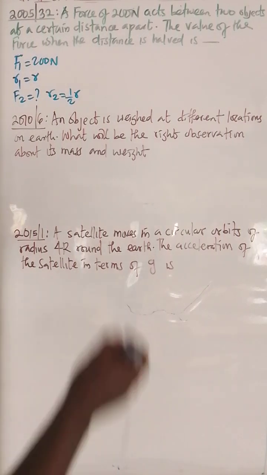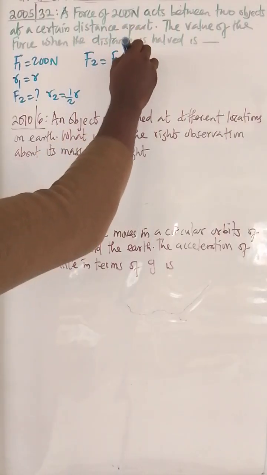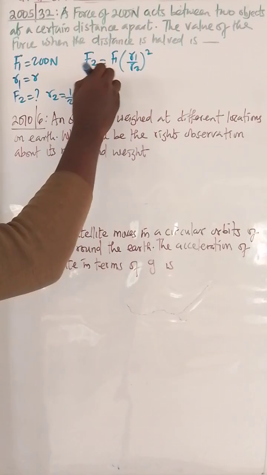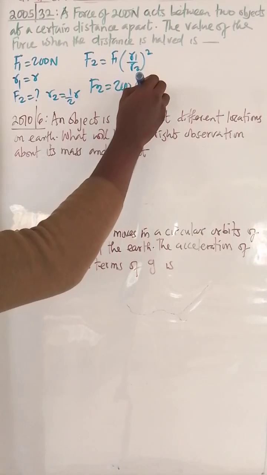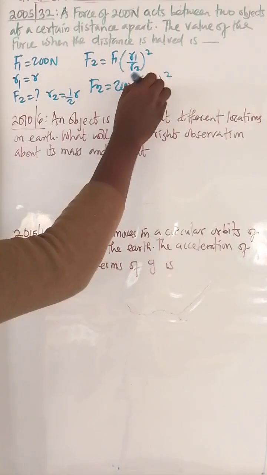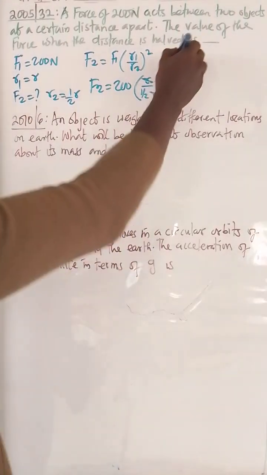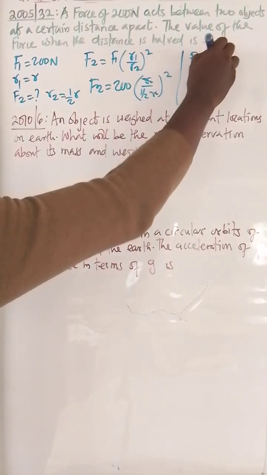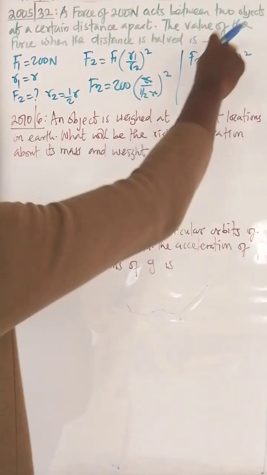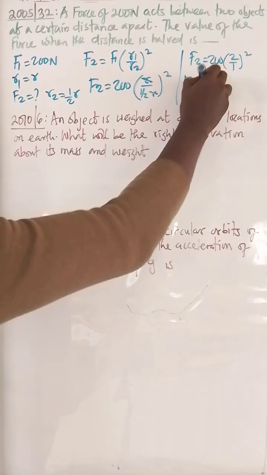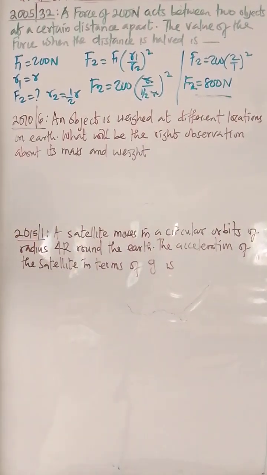So between force and distance, we use the formula F2 equals F1 times R1 over R2 all squared. So F1 is 200, R1 is R, R2 is half of R, all squared. This R cancels this R. So for this half, these two will cancel, this one will come down. This is the same thing as F2 equals 200 times 2 over 1 all squared. 2 squared is 4, 200 times 4 is 800. So F2 is what? 800 Newton. So that will be the difference. The closer the distance, the more the force.